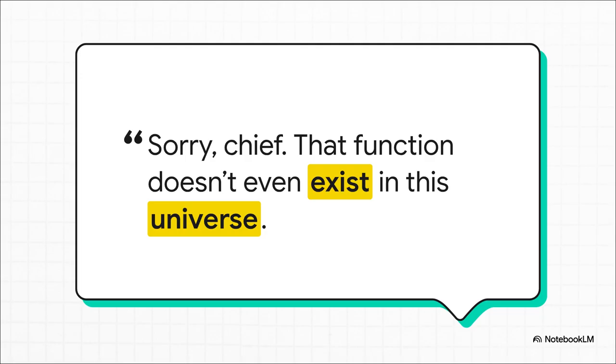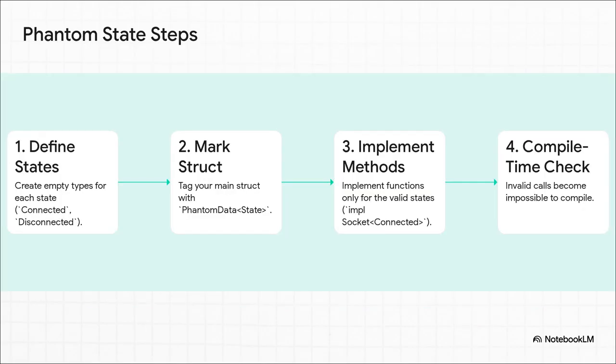Now let's level up again and talk about state machines. This is how we solve that socket problem from the very beginning. When you encode the state, like connected or disconnected, directly into the type, trying to call a function on the wrong state isn't just an error, it's an impossibility. The compiler basically looks at you and says, "Sorry, Chief, in the universe where this socket is disconnected, that send function doesn't even exist."